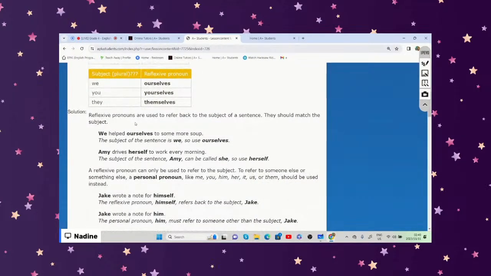So reflexive pronouns need to refer back to the subject of the sentence. If I'm talking about we, then it needs to be ourselves, because ourselves needs to refer back to we. So they should match the subject. Ourselves, we, yourselves, you, themselves, they, right? And a reflexive pronoun can only be used to refer to the subject. It does not refer to anything else. To refer to someone else or something else, then we use a personal pronoun, like me, you, him, her, it, us, or them should be used instead.